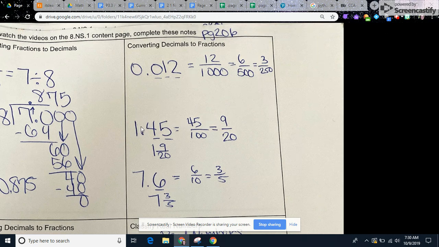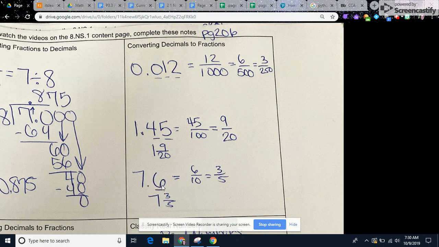If you have 1 and 45 hundredths, your 1 is your whole number, right? So it's the one that's going to be on the left of the decimal. It's the whole number of the fraction. So you can bring it down and then just focus on the 45. Again, it's 45 hundredths, or think of it as there are 2 numbers after the decimal. So it's a 1 with 2 zeros, 100. So 45 over 100, you can divide both of those by 5 and get 9 over 20.